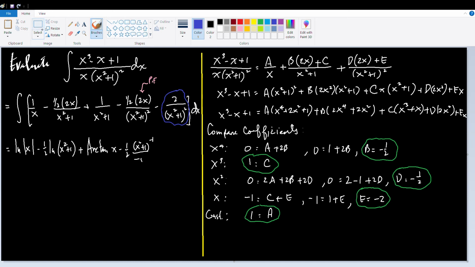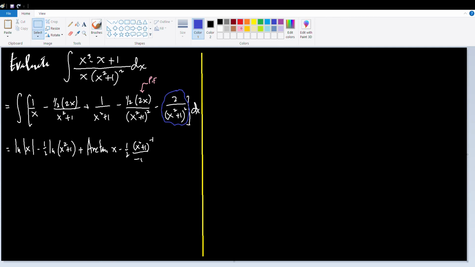So let us delete this part. Anyway, we have already calculated the values of the constants. So let us evaluate this separately: dx all over x squared plus 1 squared. To evaluate this, let us derive a formula so that the next time we encounter such kind of integral, we'll know what the result will be.